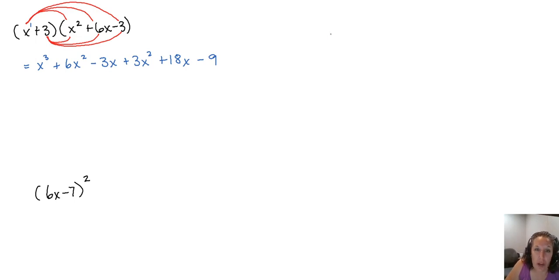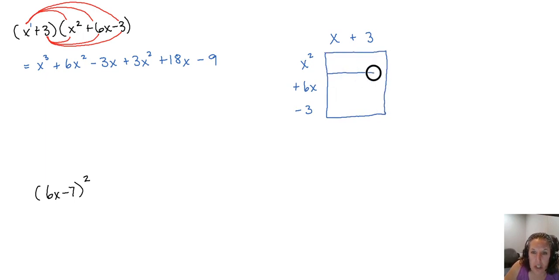In that case, I do recommend that you use what's called the box method. So you write your first factor, x plus 3, across the top, and then your second factor, x squared plus 6x minus 3, going down. And then we're just going to make a box everywhere we have a different term. We're going to separate that box. And so when we have a binomial times a trinomial, 2 terms times 3 terms, we're going to end up with a 2 by 3 box or a 6 box.